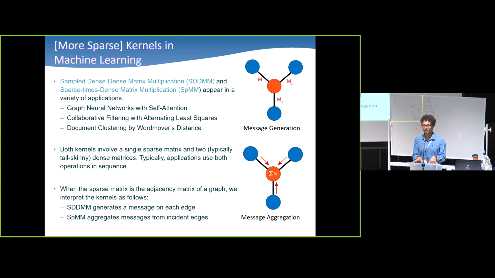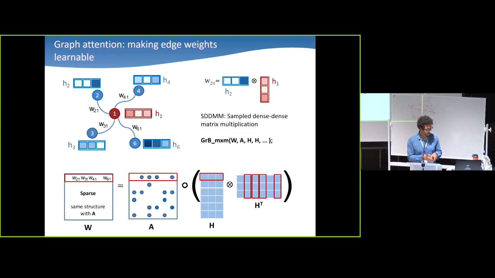So how can I compute attention, meaning which neighbors I should focus on more and give more weight when I'm combining my neighbors' features? It is simply this operation called sampled dense-dense matrix multiply, and I'm not going to change that name, of course, because they already have it.